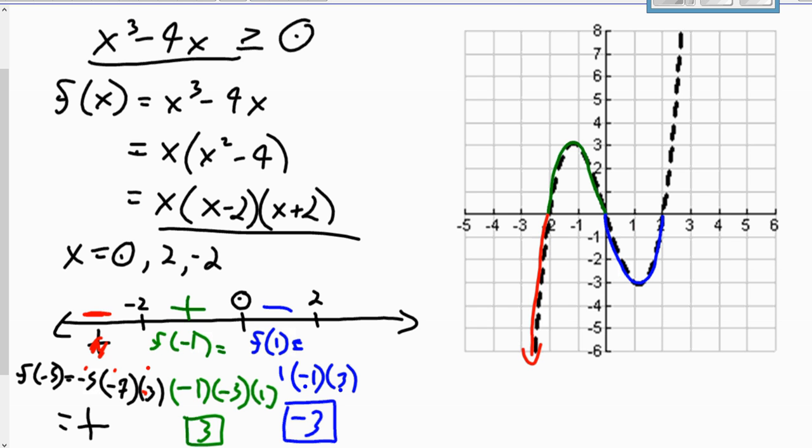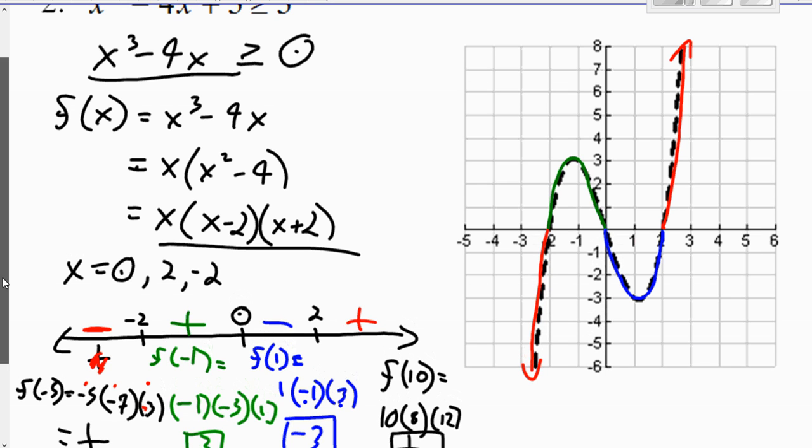And for my final interval, from 2 to infinity, let's just pick 10. So f of 10 is equal to 10 times 8 times 12. Again, all positive numbers. All I'm concerned with is that this is positive. So I'm going to have positive here, and I can see on my graph that I have positive values.